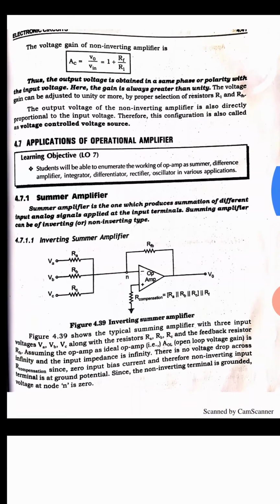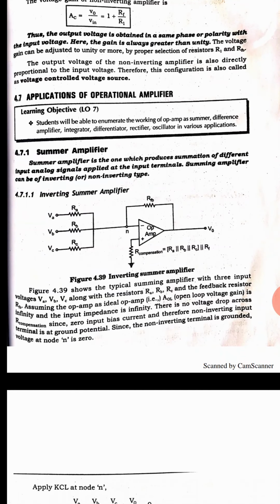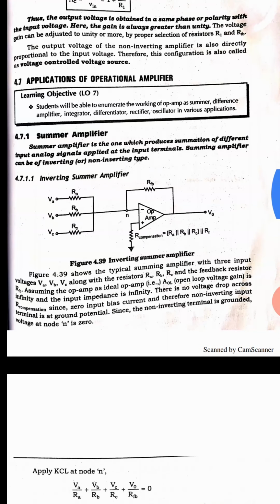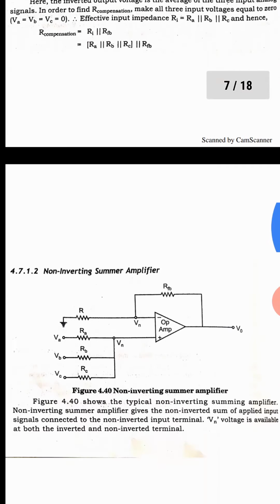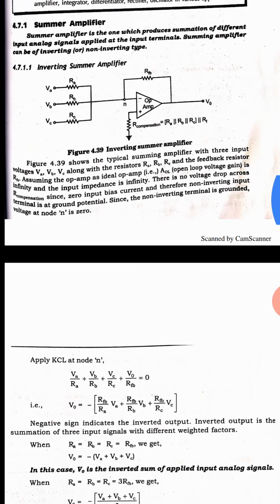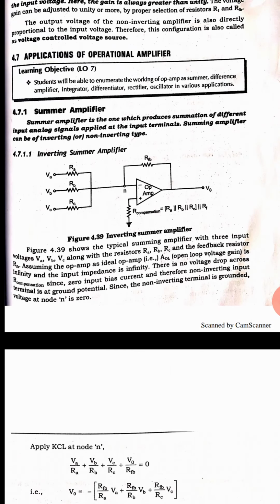Another application, with respect to the mathematical relevancy, is the summer amplifier. If you give the input in the inverting terminal, it is referred to as an inverting summer amplifier. If you give the input in the positive, that means non-inverting, it is referred to as a non-inverting summer amplifier. With simple knowledge of KCL, we can do this formulation.